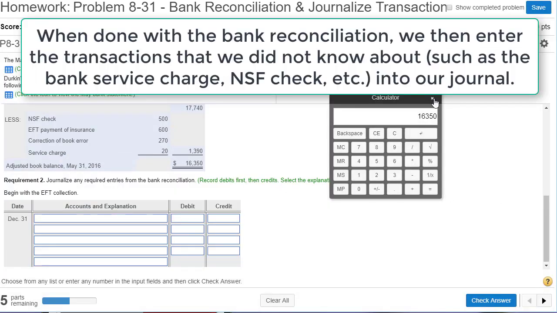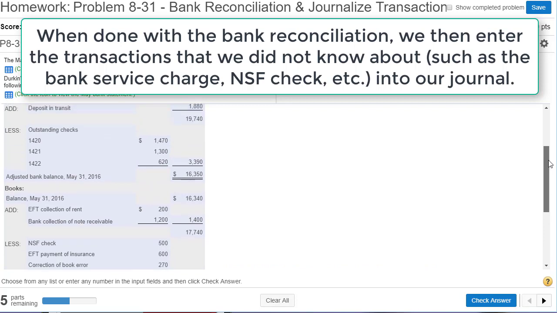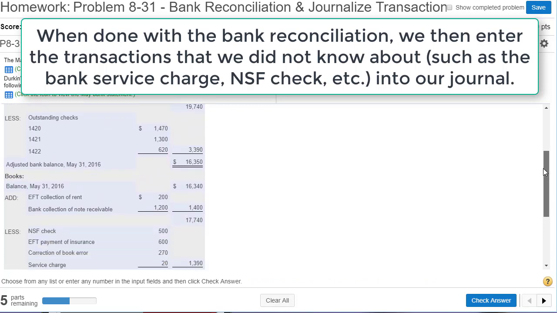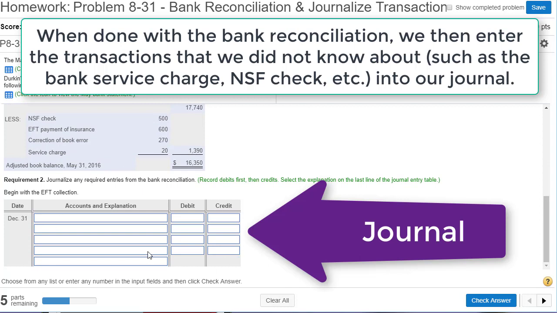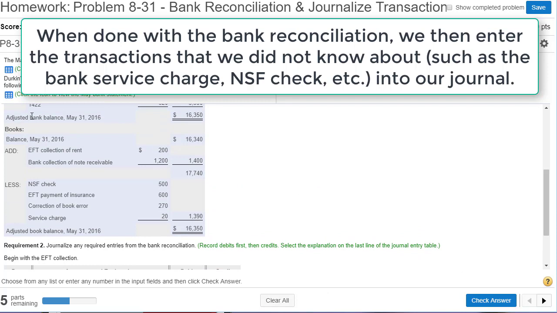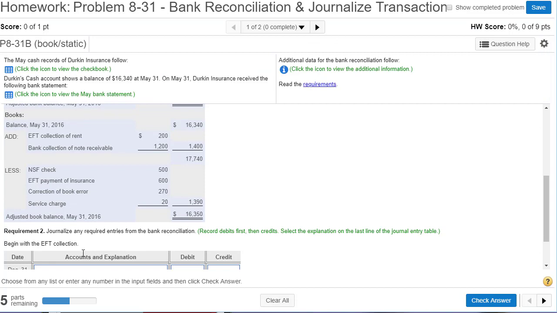Now remember, just because we've done the bank reconciliation is not our official records. So we have to go into our official records, which is the journal, which is what this is. And we have to record everything that we were not aware of. In other words, this book side. We have to enter these transactions because we were not aware of them until we received the bank statement. So it says begin with the EFT collection.